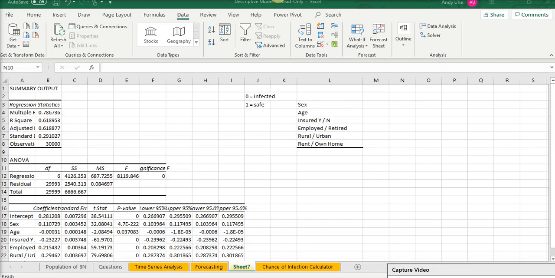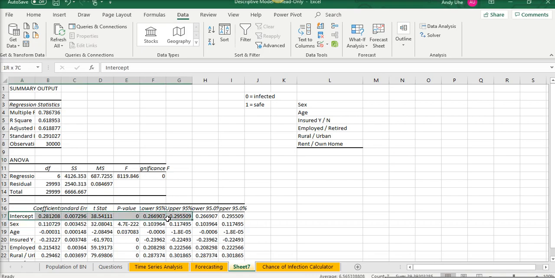This is going to get a little hairy, but we are going to build our predictive regression model. So we have the regression analysis that you guys just did. This looks wonderful, and we have the intercept, which is a baseline value, and this will make sense as we build this model. And then there's some coefficients for sex, age, insurance, employment, rural, urban, and then rent or own.